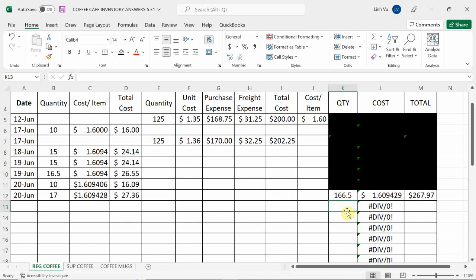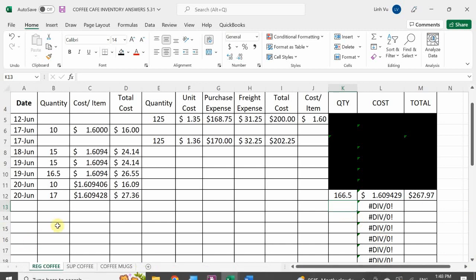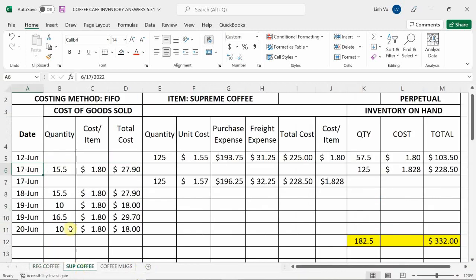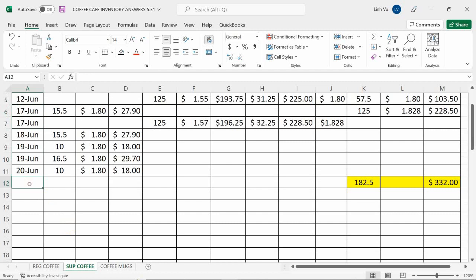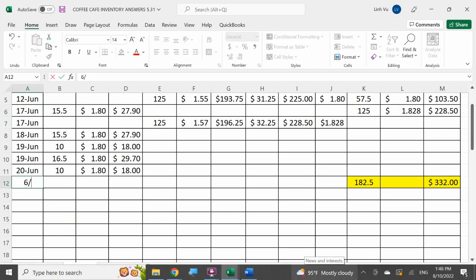Okay, so there you go. We got $267.97 left remaining. And let's see, we used $27.36 worth of regular coffee. So now we got to move on to my Supreme coffee. I used 17.5 pounds. Okay.